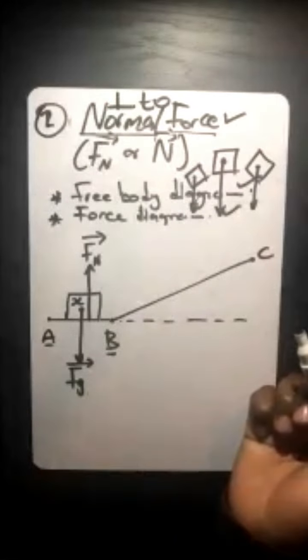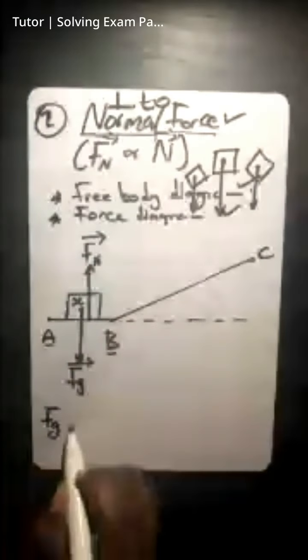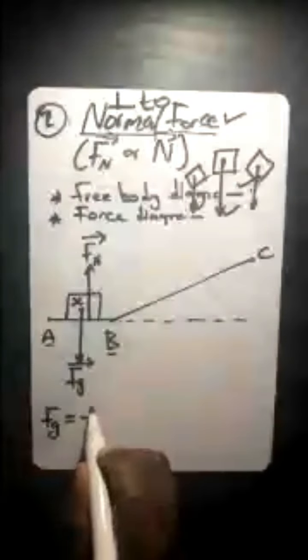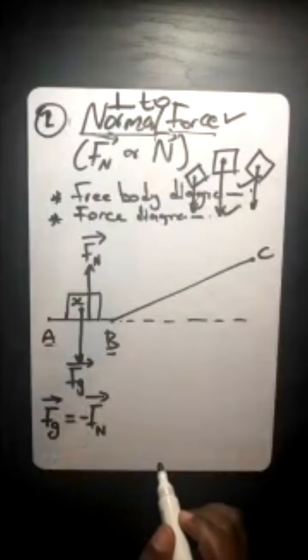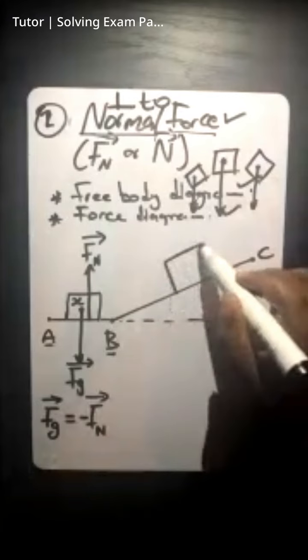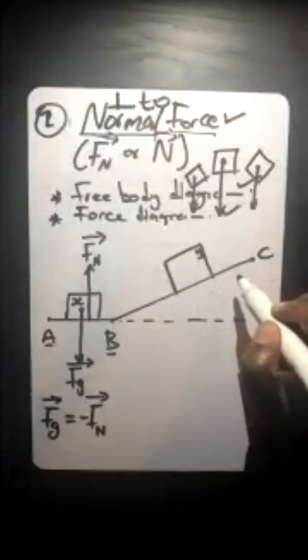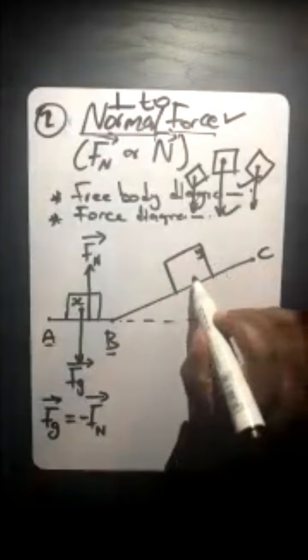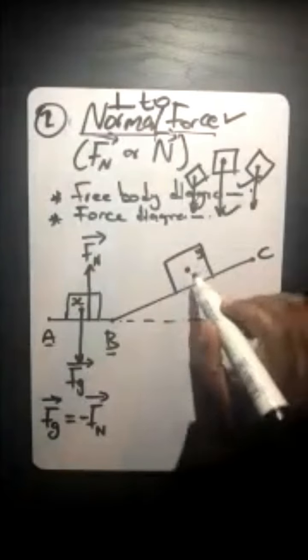In this case, because this object is sitting on a horizontal surface, there is no need to resolve any components, because everything is acting vertically upwards and vertically downwards. So to formulate, we are going to say force of gravity equals negative force of normal. I hope this part makes sense. So let's have a look at scenario number 2, where we've got object Y.